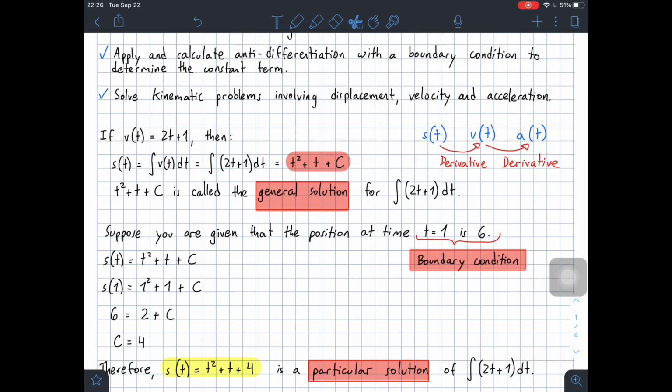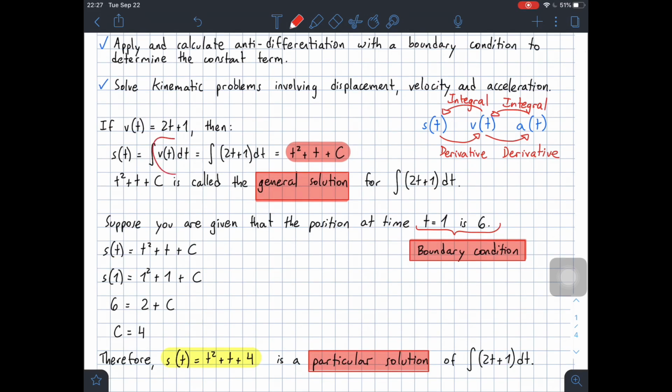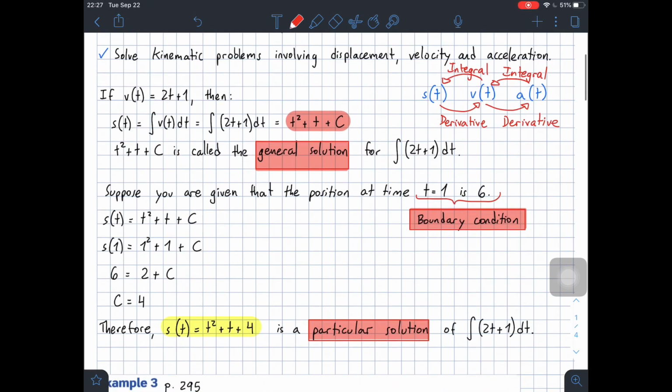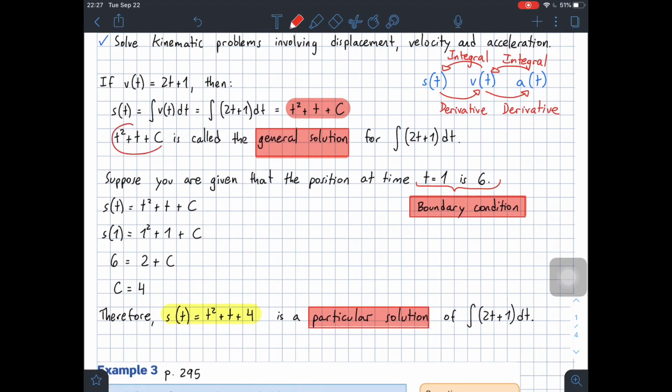And if I do the opposite, if I have the acceleration and I want to have velocity, I will have to find the integral of the expression. And to go from velocity to displacement, we're also doing the integral. So this is something that you need to remember whenever we work with kinematic problems such as this one. That's why when we integrate velocity, we get as a result the displacement formula. So t squared plus t plus c is called the general solution for this integral over here.